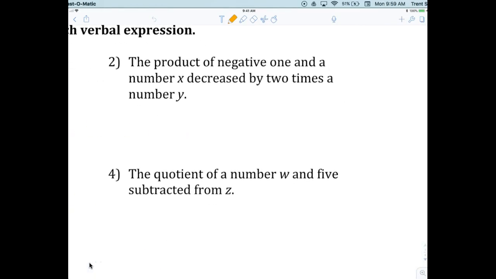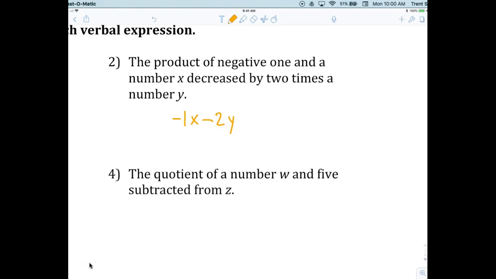Now, for question number 2. It says, the product of -1 and a number x. So that's just what? -1x. Now, you really don't even have to do -1, but if you did, that's okay. The product of -1 and a number x decreased by 2 times the number y. I didn't understand why that was so hard, but a lot of people had a lot of trouble with that. All right, so take a look at that. Make sure you're good.